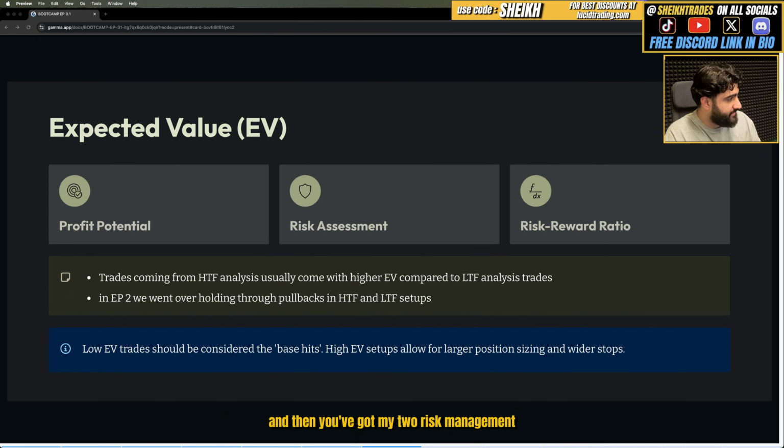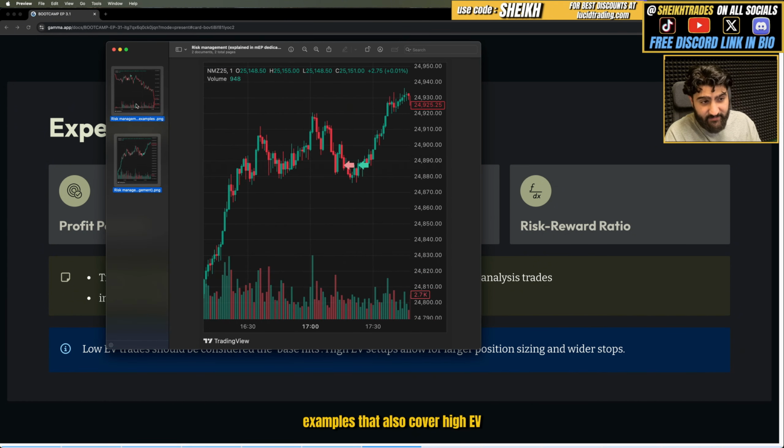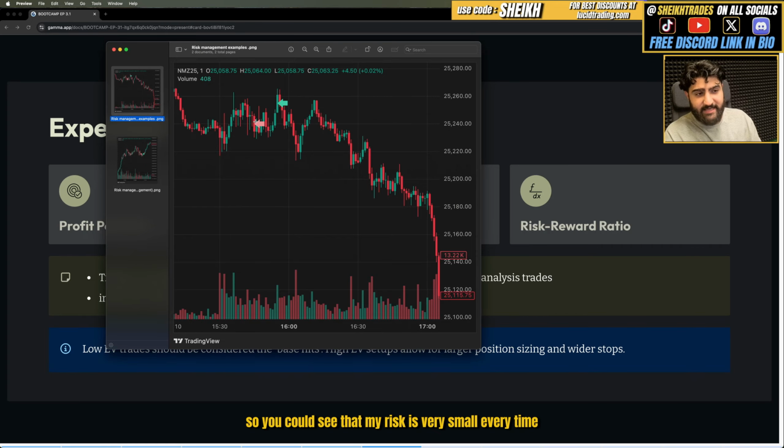And then you've got my 2 risk management examples that also cover high EV. So you could see that my risk is very small every time. Like even though, yes, this rolled over all the way, sucks to be me. I'm shorting here, 1 minute bar, roll over backside. And unfortunately it pulls back and I thought, okay, it's going to work. I take my L as it broke these highs.